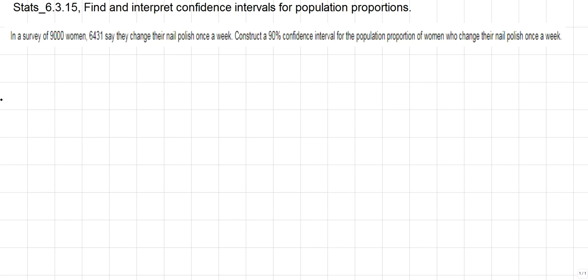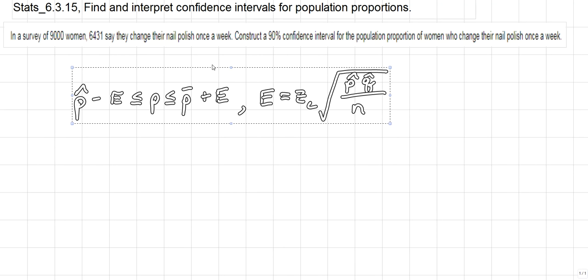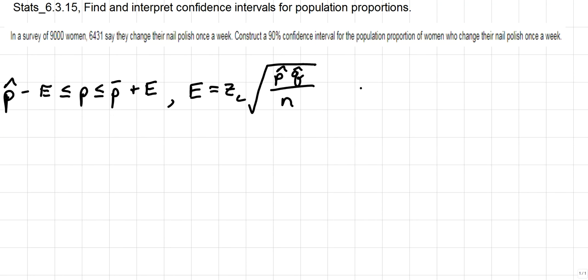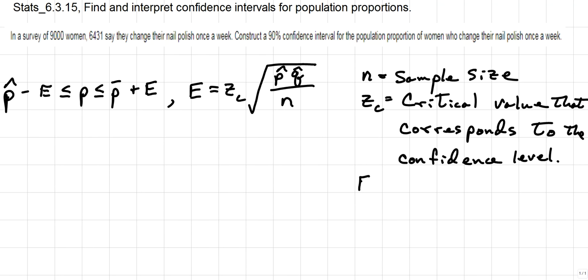Well, we're going to start out by using the definition of the confidence interval for a population proportion P, and we're going to use this as our definition, and we're going to define the variables. Okay, first off, n is going to be the sample size. Our z sub c, that's going to be our critical value that corresponds to our given level of confidence. E is going to be the margin of error.